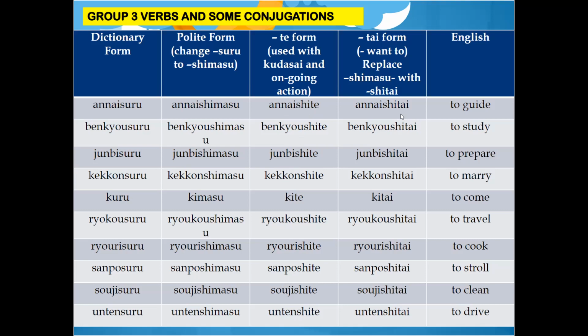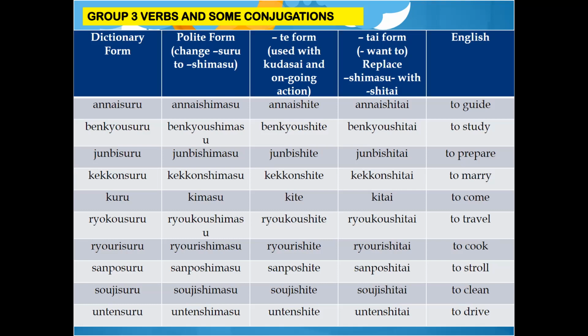And for the tai form, that's to want, let us say, you want to guide, you want to study, etc. So annai shitai, benkyo shitai, junbi shitai, kekkon shitai, kitai, ryoko shitai, ryori shitai, sanpo shitai, soji shitai, unten shitai. And all of these are the English translations of the given verbs. So these are just the basic conjugations of the verbs you have learned so far, the MASU form, the te form, and the tai form.